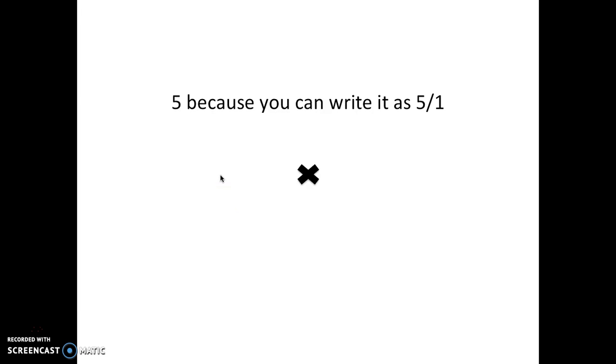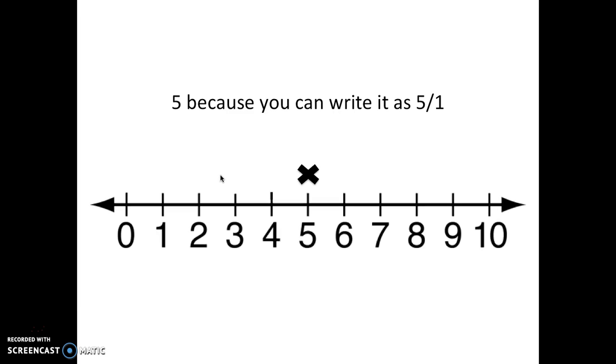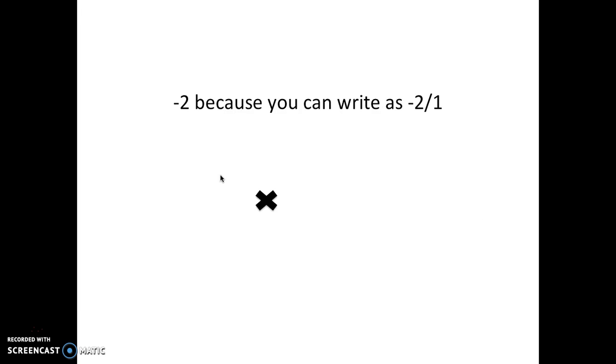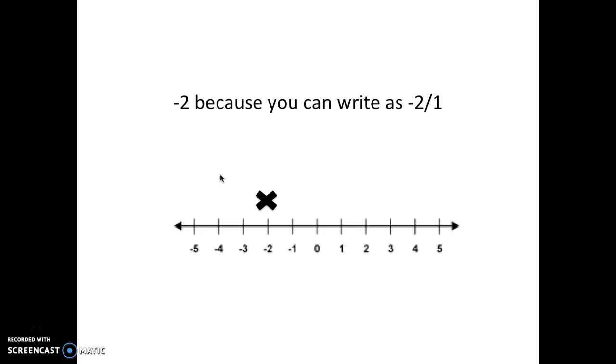Another example is the number 5. Now the number 5 is a whole number, but it can be written as a fraction, 5/1. So because it can be written as a fraction and plotted on a number line, it is a rational number. -2 is also a rational number because, like we said before, rational numbers are positive or negative. So -2 can be written as -2/1. -2/1 is a fraction, and -2 can be plotted on a number line.